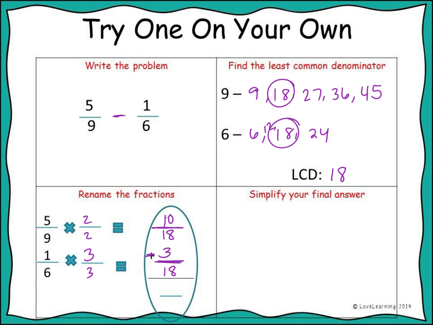Now this should be minus, not plus, because we're subtracting. So I'm going to subtract this, and 10 minus 3 is 7. 18 is the bottom. So this is what I end up with. Can I simplify that? Yeah. Wait, no. No, you cannot. So this is my final answer. So 7/18 will be your final answer.